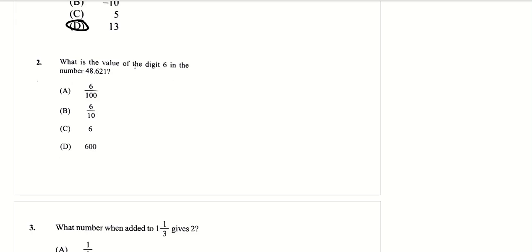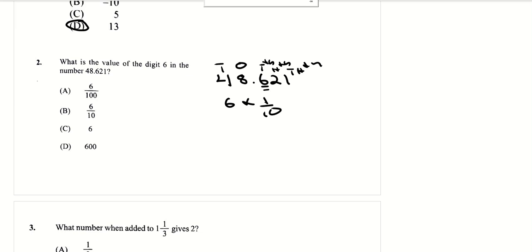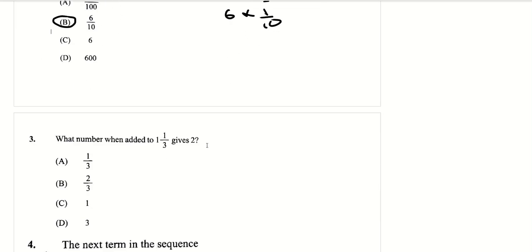Number 2 says, what is the value of the digit 6 in number 48.621? Now this is number placement, right? We know when we have 48.621, this is ones, this is tens, this is tenths, hundreds, and thousands. So this placement is 6 tenths, which is 6 multiplied by 1 over 10. So the answer would be B, 6 over 10, because 6 multiplied by 1 over 10 is 6 over 10.